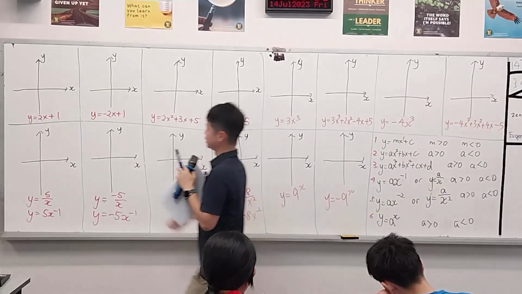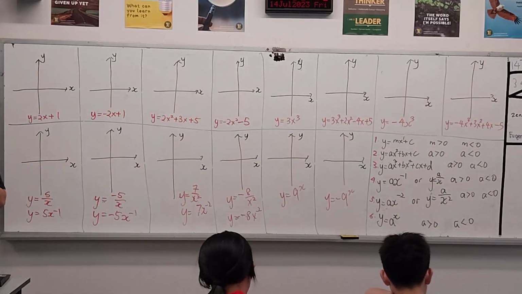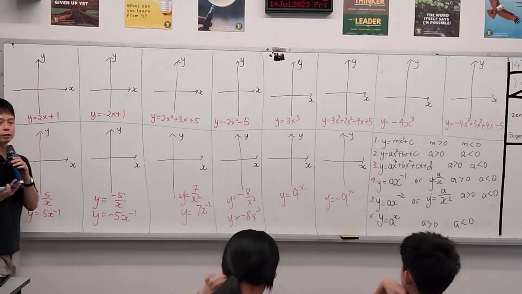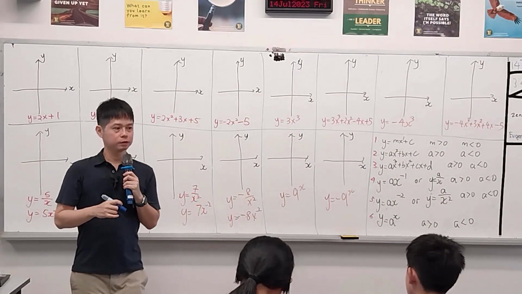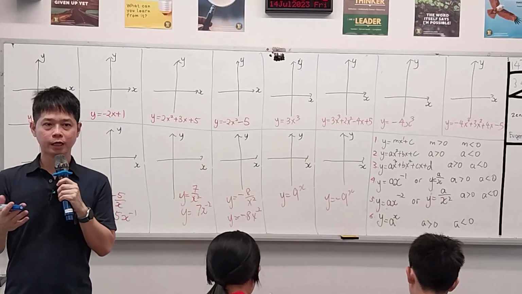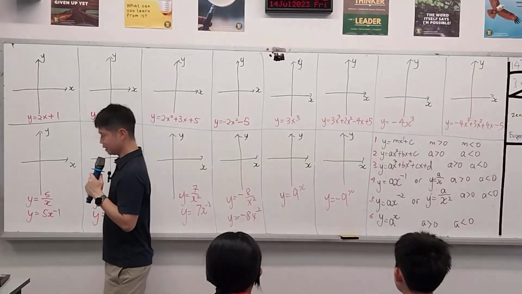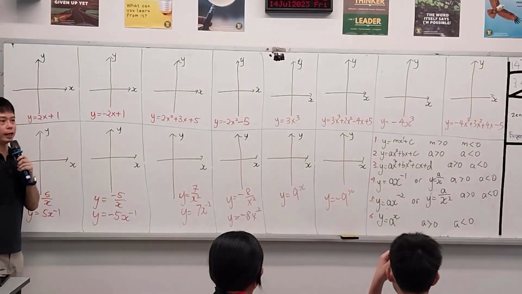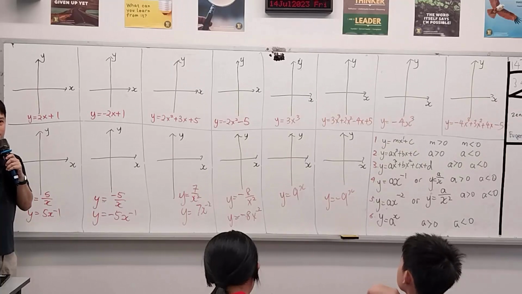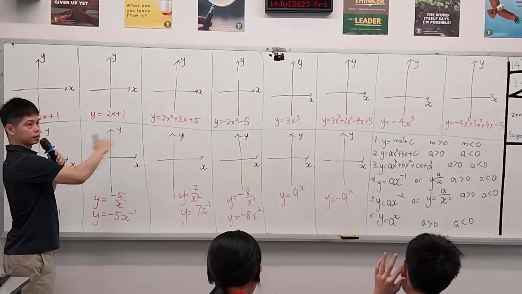Power 1. Write down for yourself, when it's power 1, in your own words, how does it look like? You have to interpret it yourself, right? You have to construct your own knowledge. How will it look like if it's power 1? It's a straight line. What type of straight line? It's not a horizontal line.